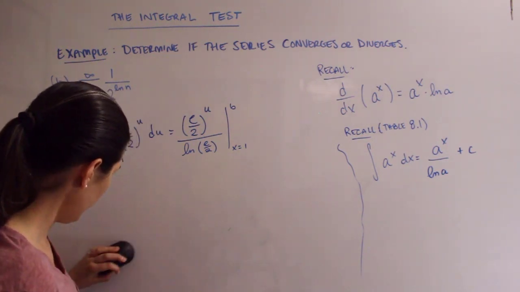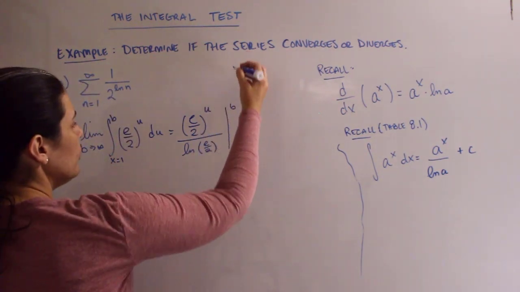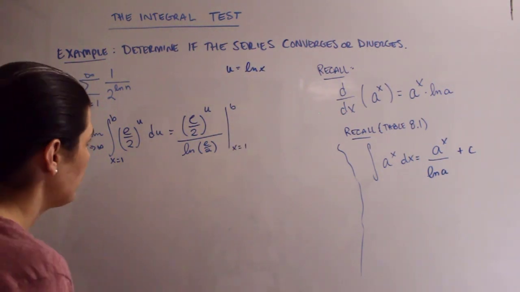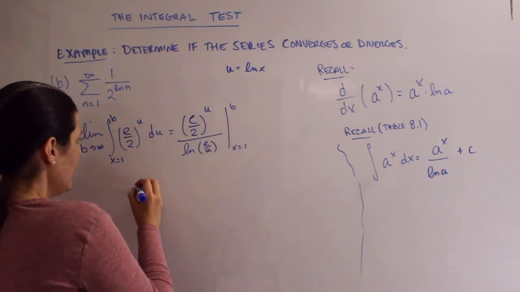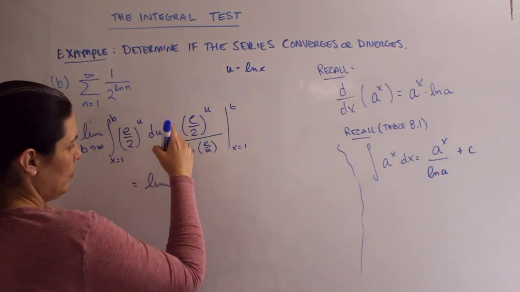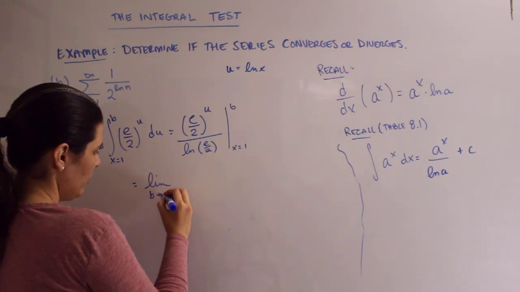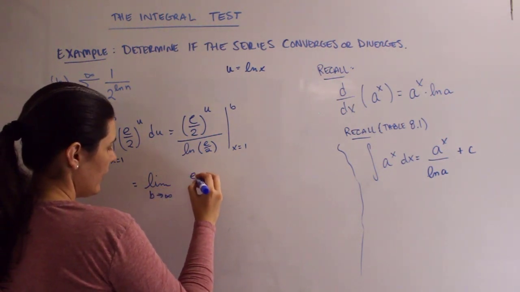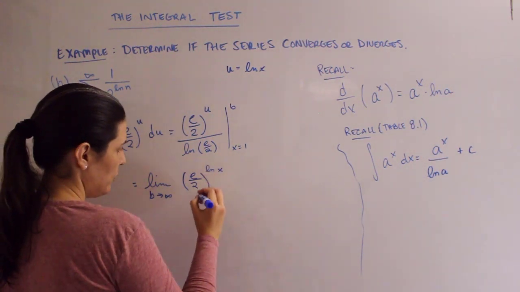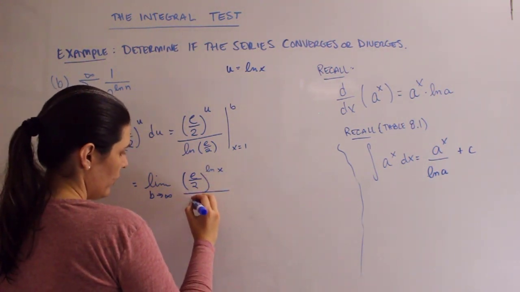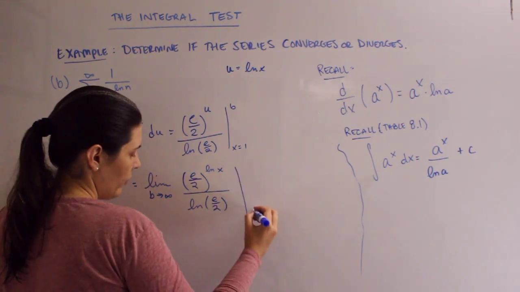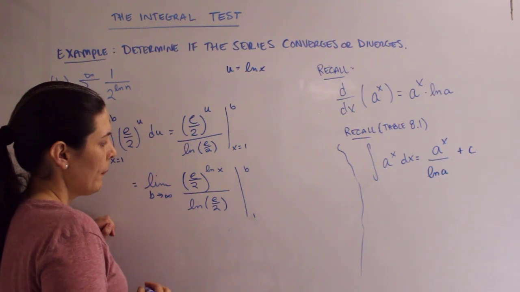Let me just move what u is. u was natural log of x. Let's go ahead and resubstitute so we can plug in these boundaries. So that gives us the limit, so technically I should have put the limit here, but I'll put it on this step, as b goes to infinity of e over 2 to the ln x power over ln e over 2 evaluated from 1 to b.